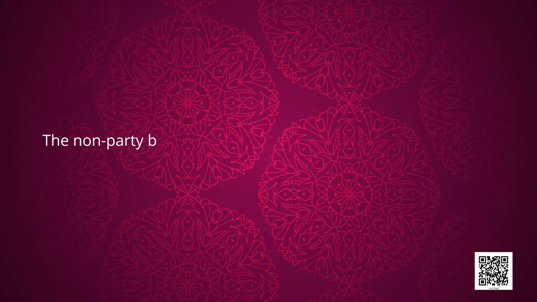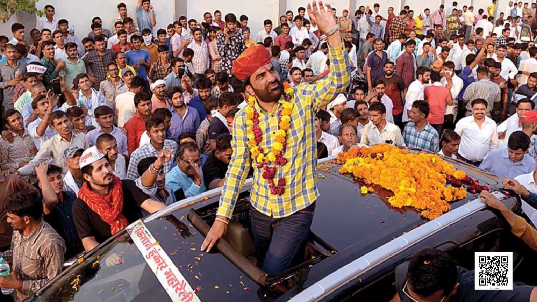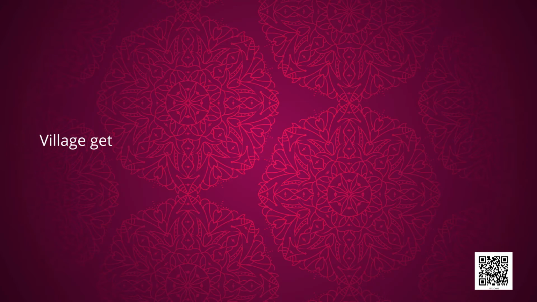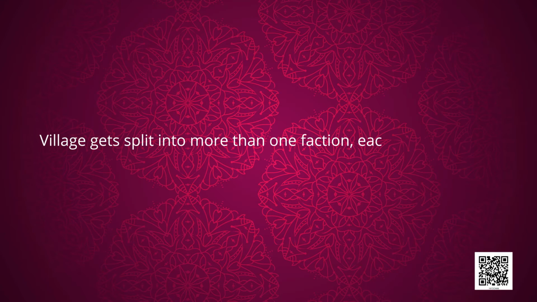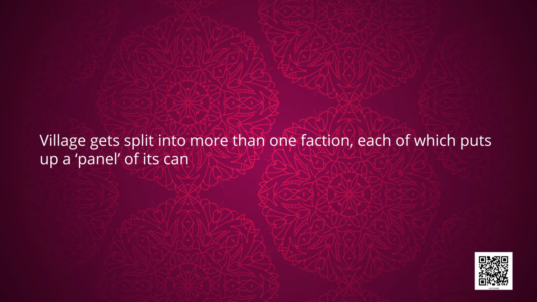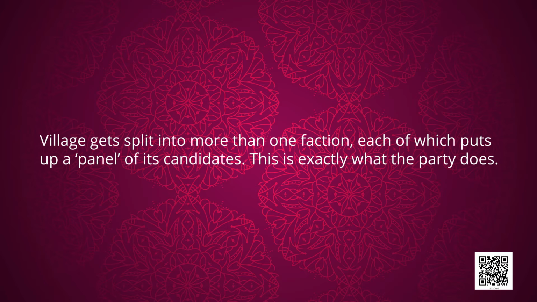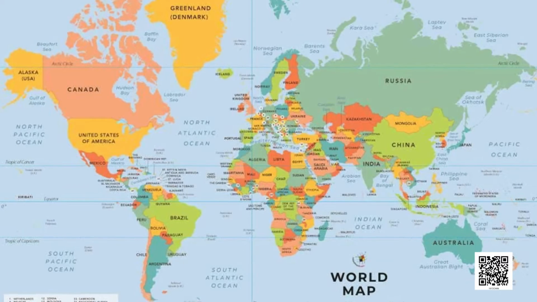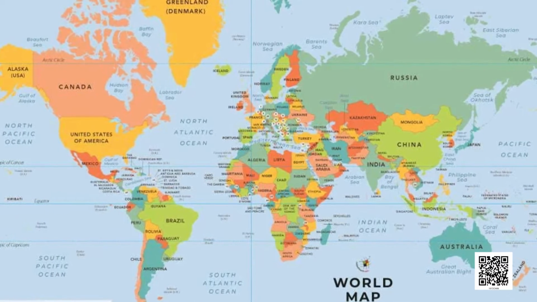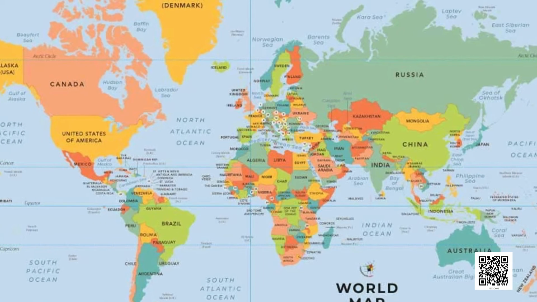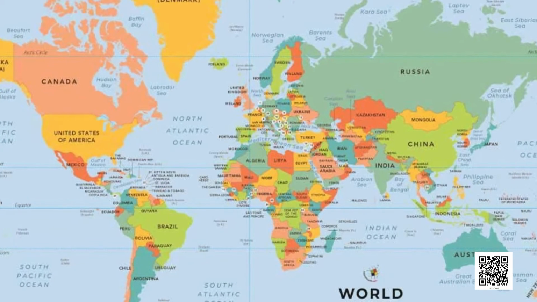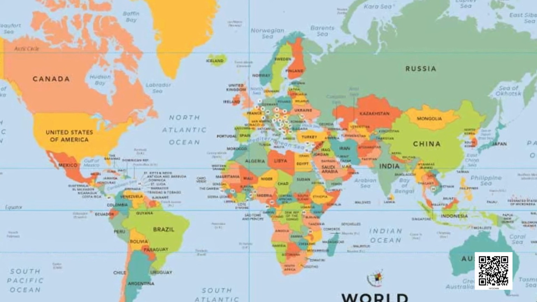We can also think about it by looking at the non-party based elections to the panchayat in many states. Although the parties do not contest formally, it is generally noticed that the village gets split into more than one faction, each of which puts up a panel of its candidates. This is exactly what the party does. That is the reason we find political parties in almost all countries of the world, whether these countries are big or small, old or new, developed or developing.